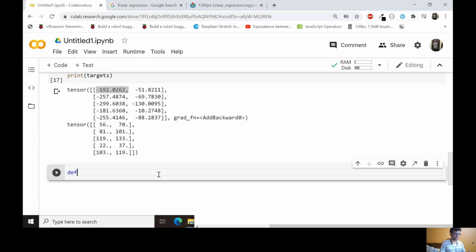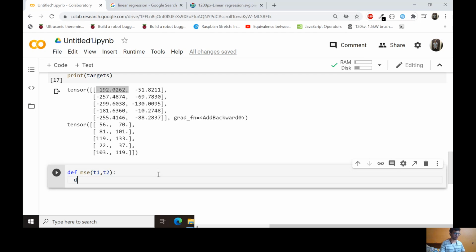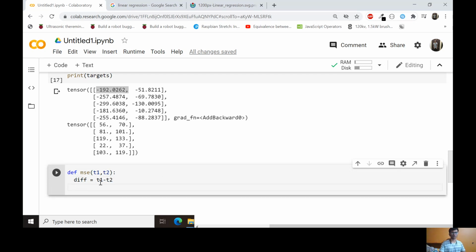So I'll just define minimum square error. For minimum square error, we need two things: the predicted coordinates and the exact coordinates. So we need T1 and we need T2. The difference can be T1 minus T2. It does not matter if you do T1 minus T2 or T2 minus T1, they are both the same. Why? Because we are squaring that. Torch dot sum. I'm explaining how we are doing this. Difference by.